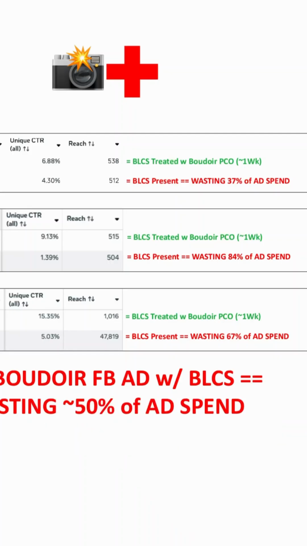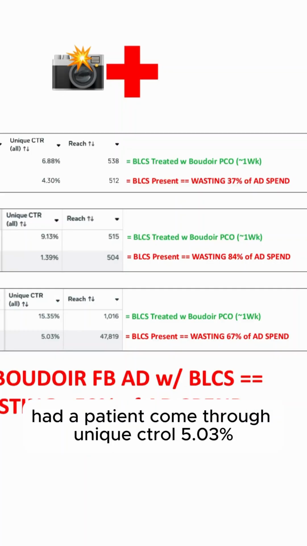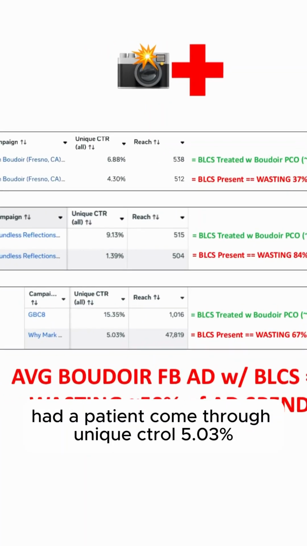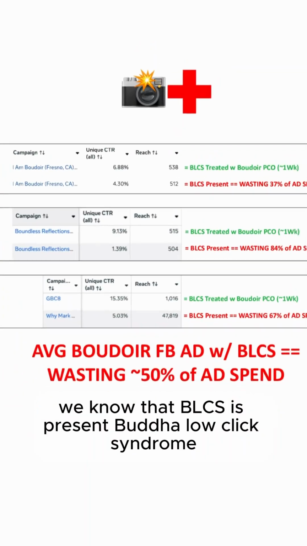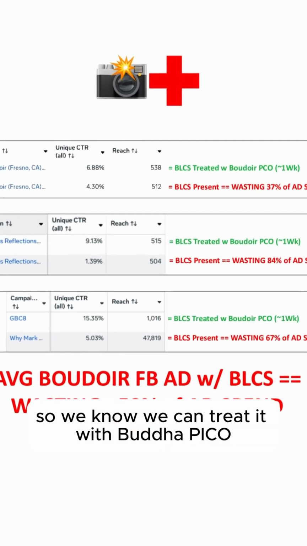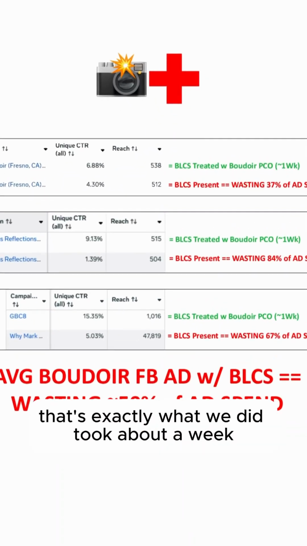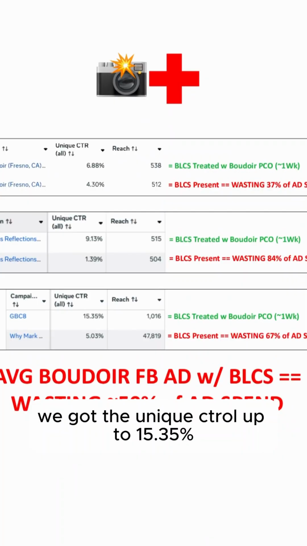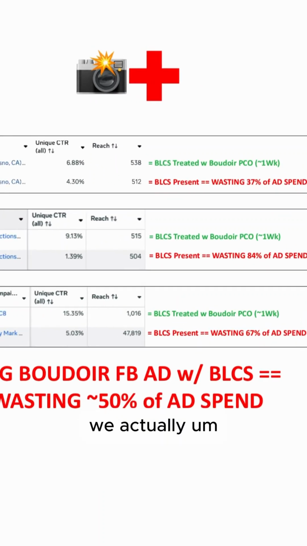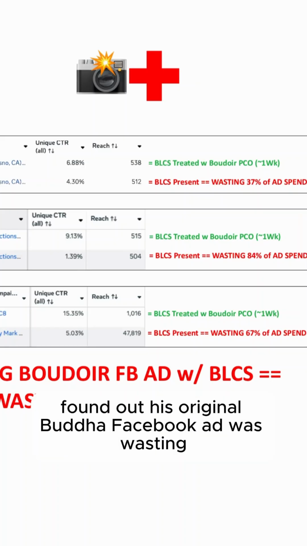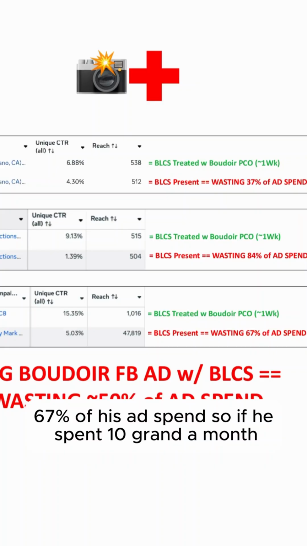Finally, had a patient come through, unique CTRL 5.03%. So that's under 6%. We know that BLCS is present, Boudoir low click syndrome. So we know we can treat it with Boudoir Pico. And that's exactly what we did. Took about a week. We got the unique CTRL up to 15.35%. And when we did that, we actually found out his original Boudoir Facebook ad was wasting 67% of his ad spend.